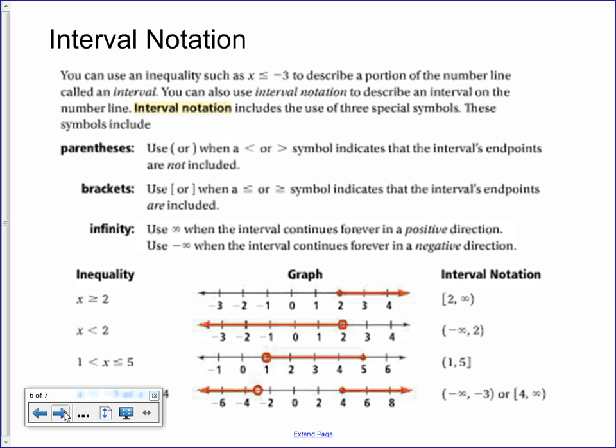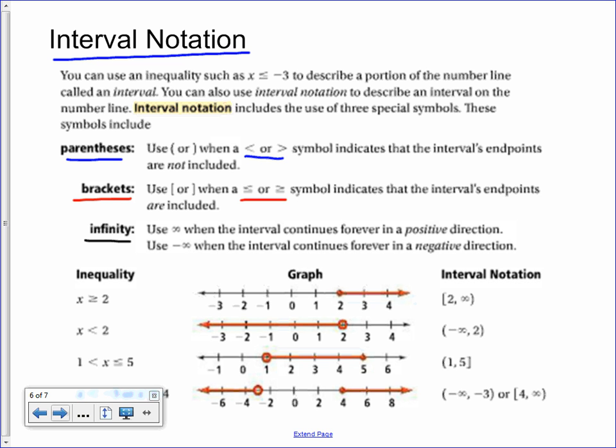Next thing, we're going to talk about interval notation. Interval notation is just another way to write inequalities. So the things you need to know: parentheses are going to be used with the less than or the greater than symbol. We are going to use brackets when we have a less than or equal to or a greater than or equal to symbol. And the other thing that we're going to use that we haven't talked about is the infinity signs.